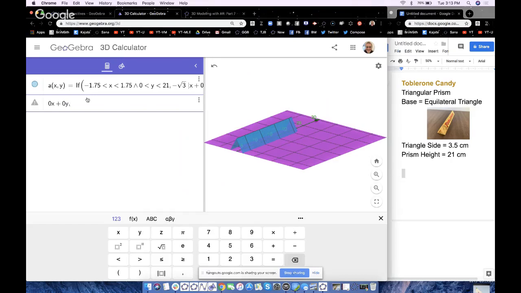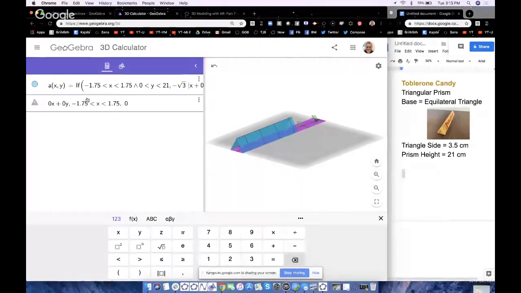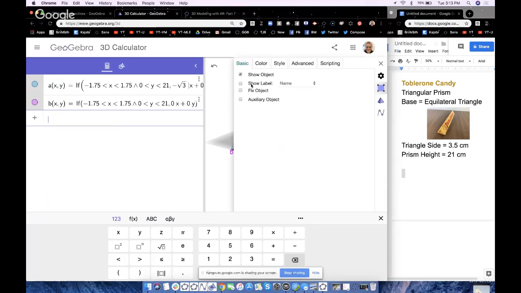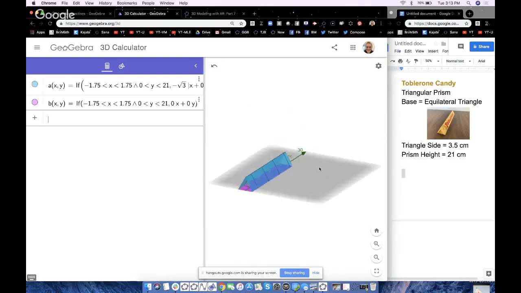And now I could say, hey, negative 1 3/4 is less than x, less than 1 3/4, right? And then 0 comma 0 to y to 21. There is the base. Boom. That's it. So I'm going to take this and this, right click, go to settings, and hide their labels. And there's my Toblerone, if you will.